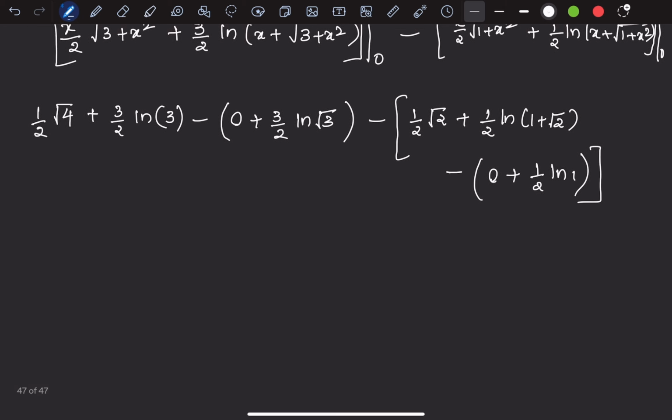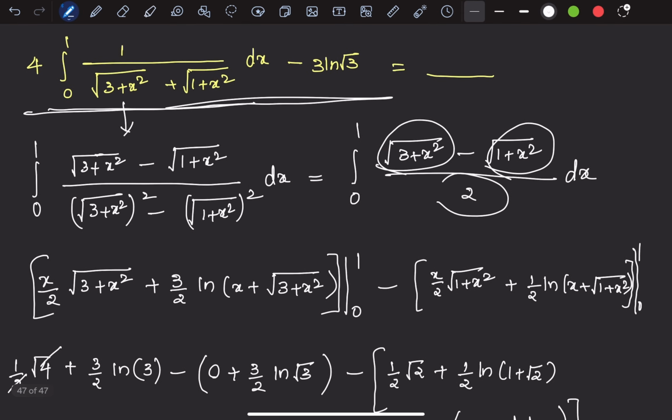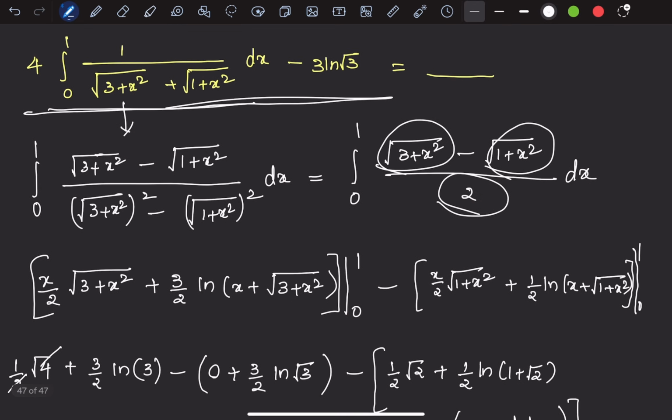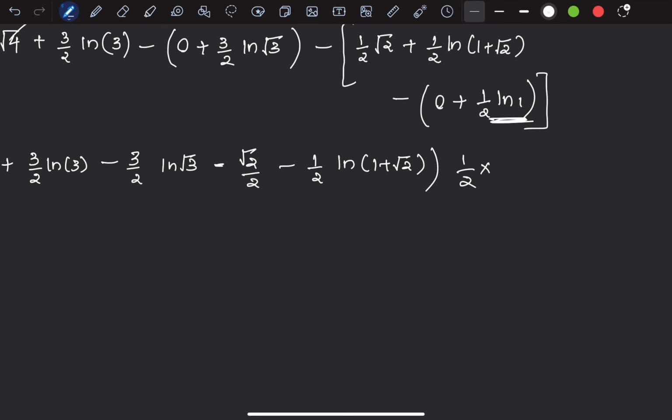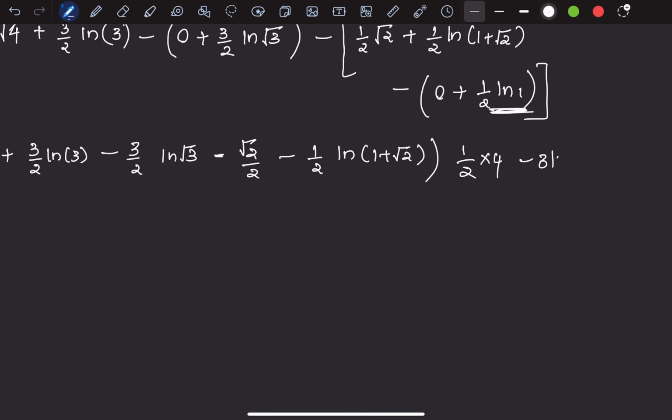Alright, so this will be simply 2 by 2. So 1 plus 3 by 2 ln 3 minus 3 by 2 ln root 3 minus root 2 by 2 minus 1 by 2 ln 1 plus root 2. So this ln 1 is 0. So this is what we have. So this entire thing is divided by 2 here. So you have 1 by 2 and this integral is multiplied by 4. So this will be multiplied by 4 and you have to subtract minus 3 ln root 3.